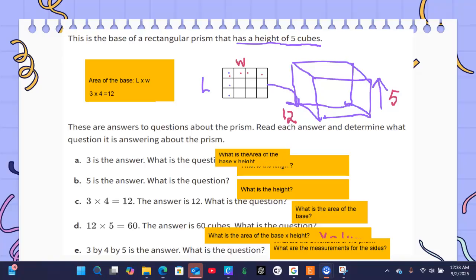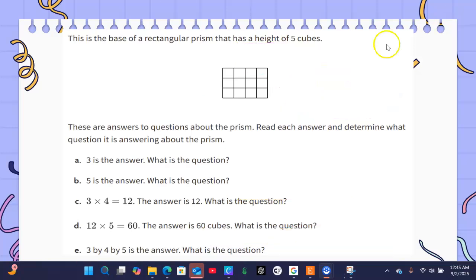All right. I hope that helped you understand a little bit better. If you don't, please go back and watch the video one more time. But that is it for today. Let me go ahead and exit my drawing.